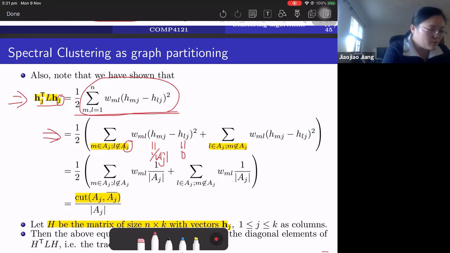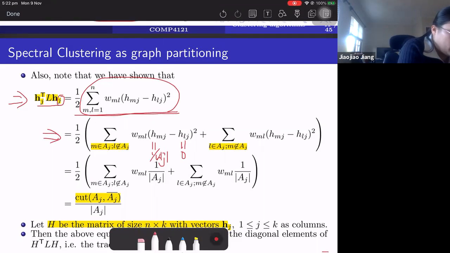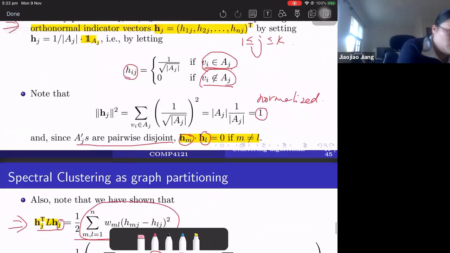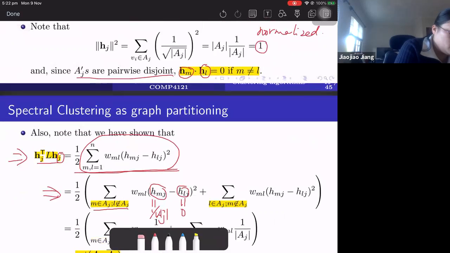Okay, so we can rewrite it as sigma over m in Aj and l not in Aj. Because if m is in Aj and l is also in Aj, then you'll see that Hmj and Hlj, both of them are equal to 1 divided by the square root of |Aj|, right? And then it will be 0. So this part would be 0, right?